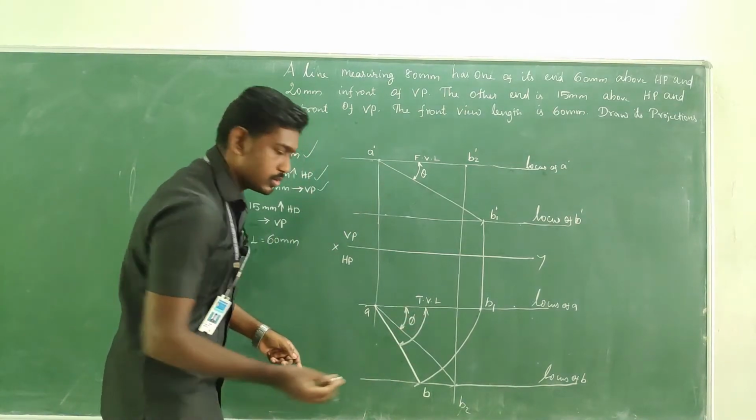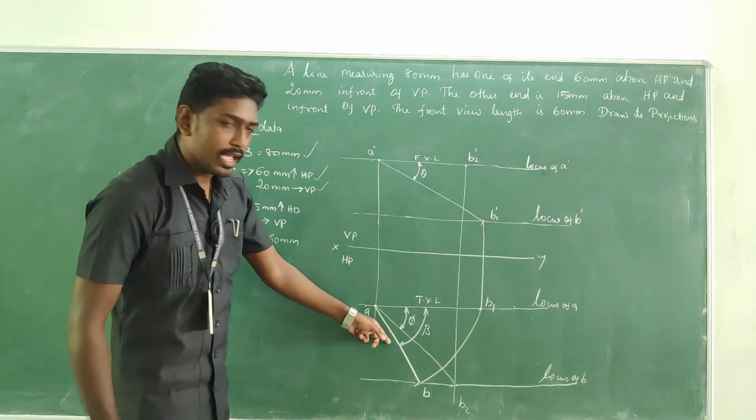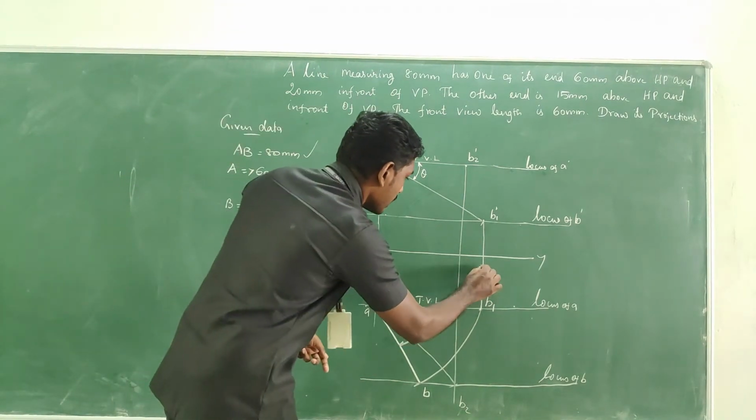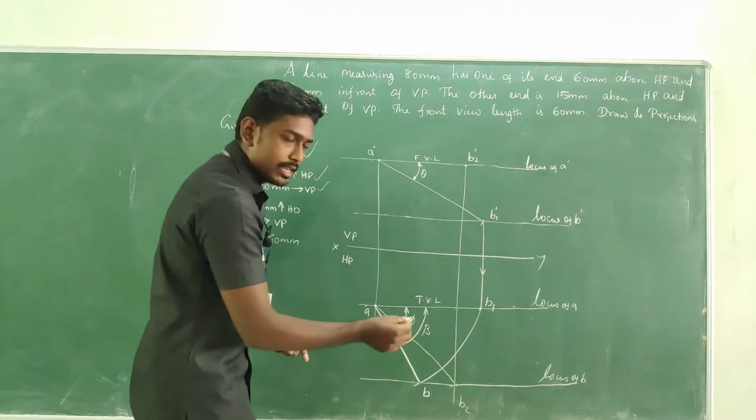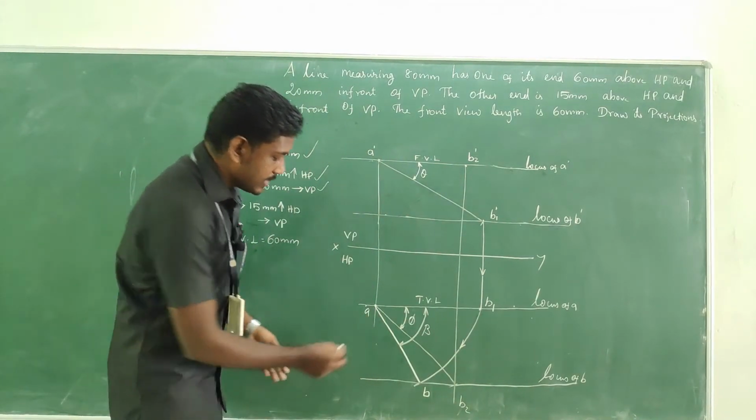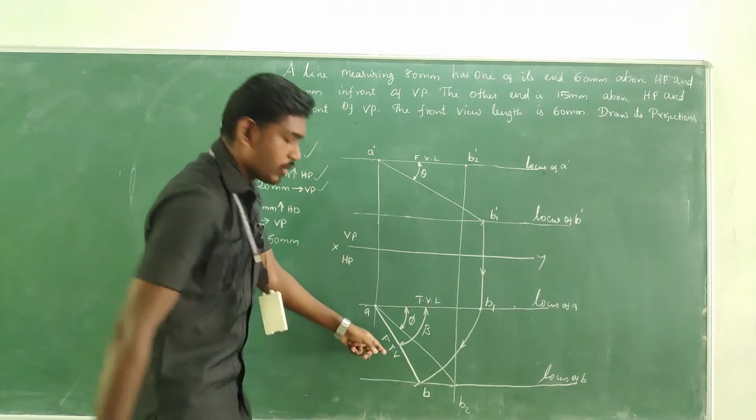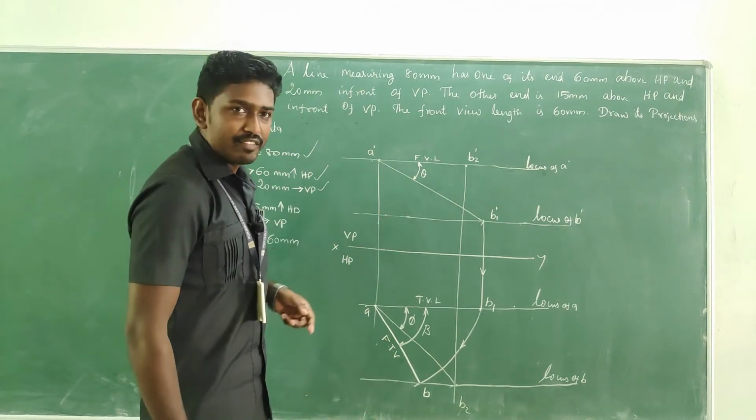You will get beta, the apparent inclination, in the top view. Okay, so the flow of the line comes like this. Am I right? Yes. So now we have completed the final top view. What is next? The final front view, right?